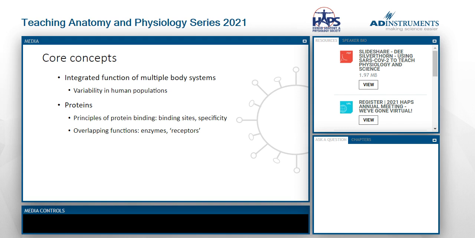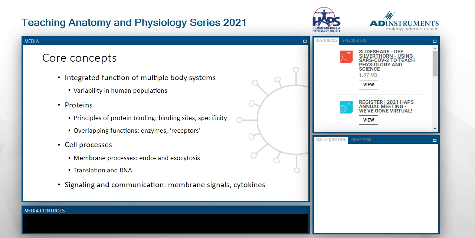The other big theme that I like to use COVID for is to talk about proteins, and particularly the principles of protein binding, such as binding sites and specificity, and the fact that a single protein can have multiple functions. It can be a receptor, but it can also be an enzyme and also be a receptor. And then membrane processes, transport, endocytosis, exocytosis, and then, of course, the role of RNA in the cell with translation.